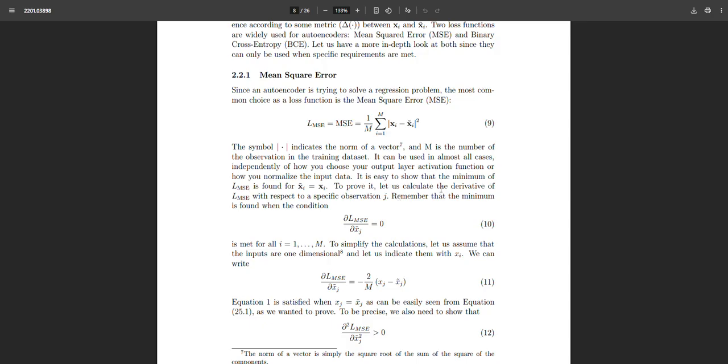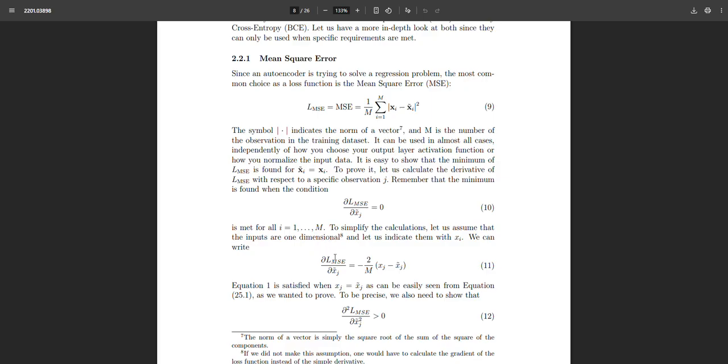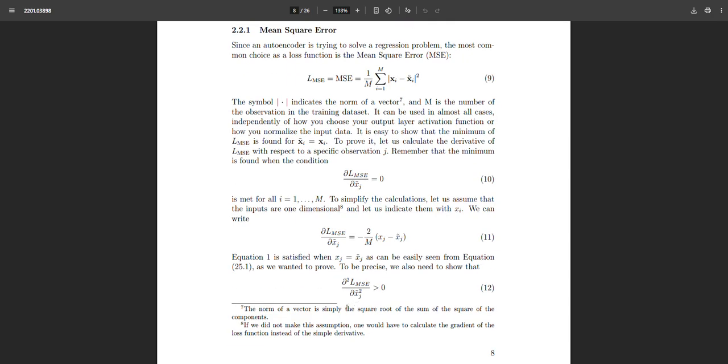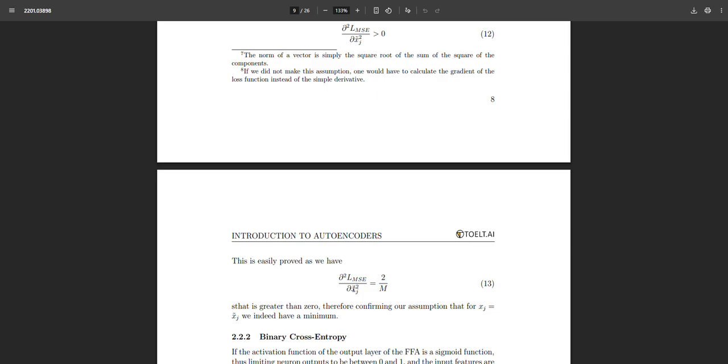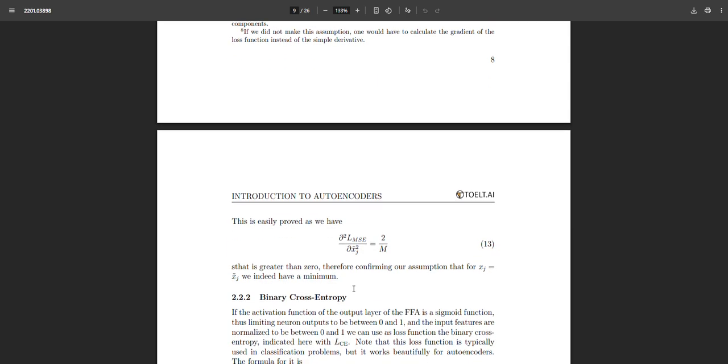The minimum is found when the partial derivative of the loss with respect to the output x bar j is equal to 0. By calculating the derivative and the second derivative, we can confirm that setting the derivative to 0 indeed leads to the condition xj equals xj bar, and the positive second derivative confirms that we have found a minimum point. In short, the MSE loss function directly guides the autoencoder to its goal, making the reconstructed output as close as possible to the original input.